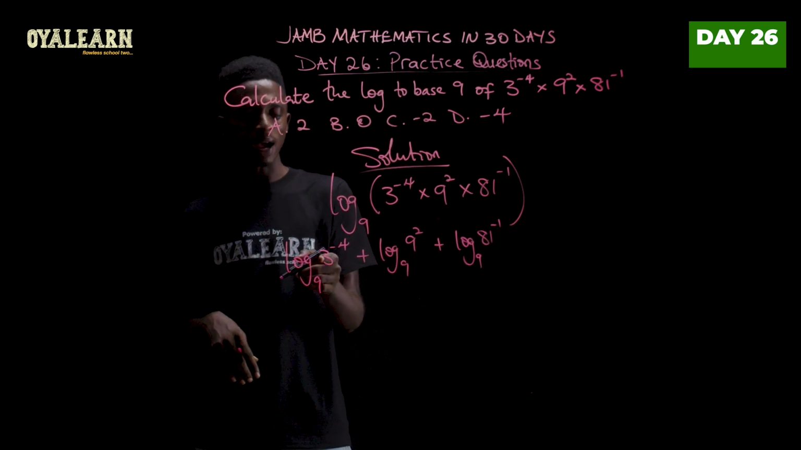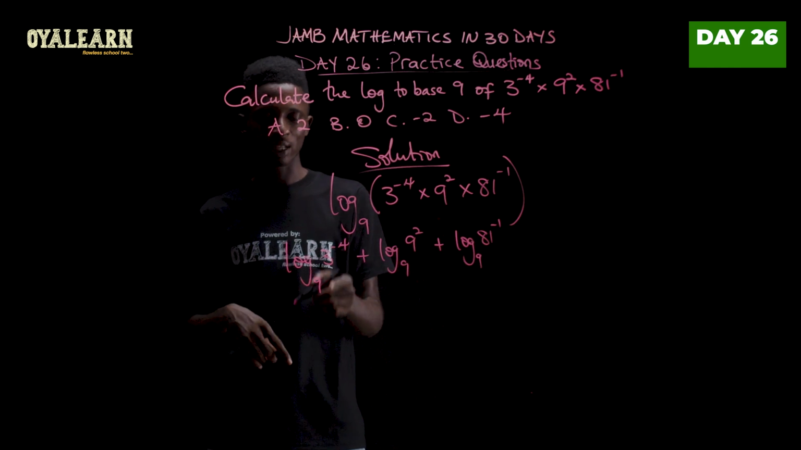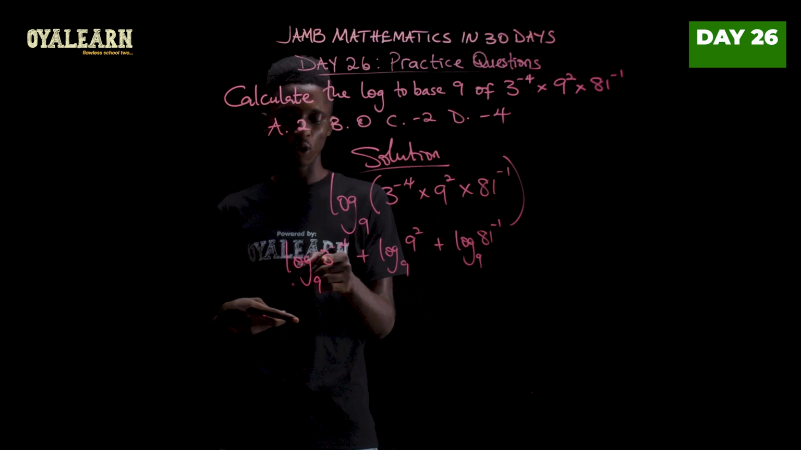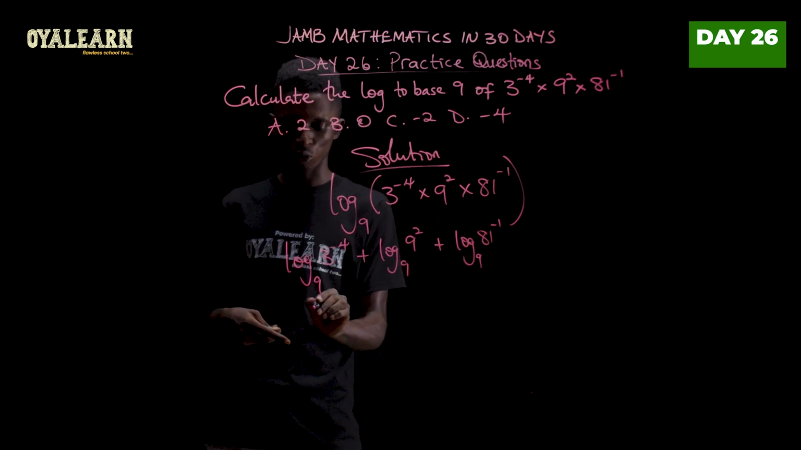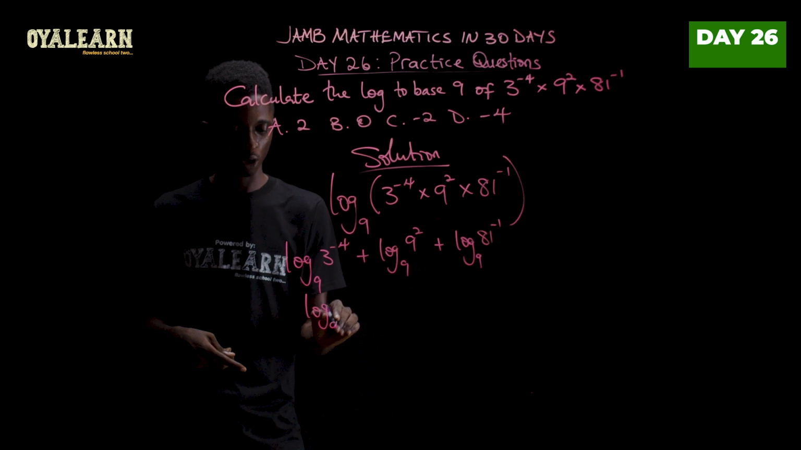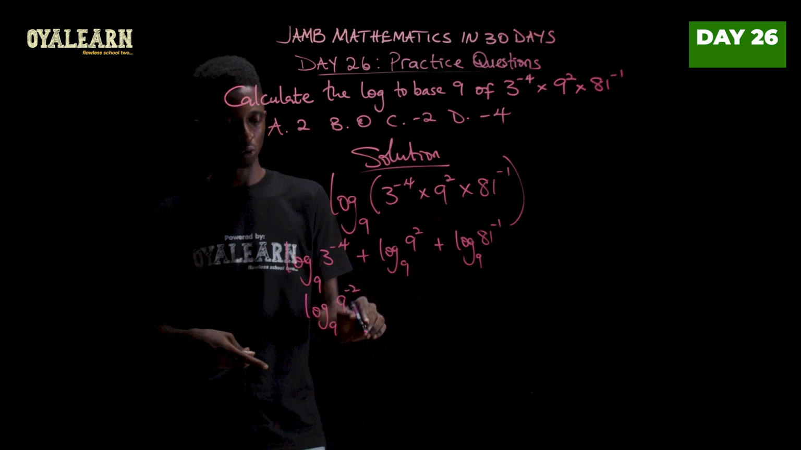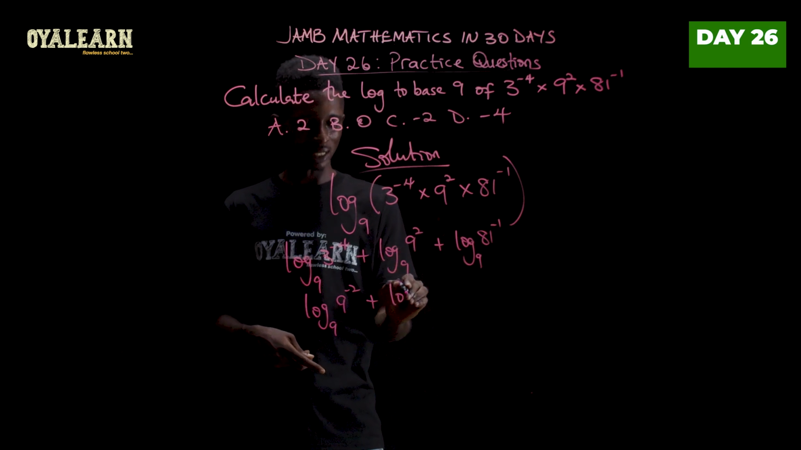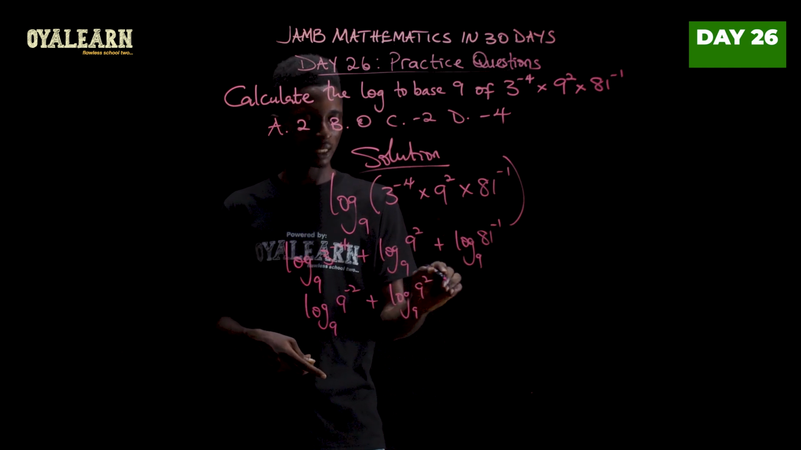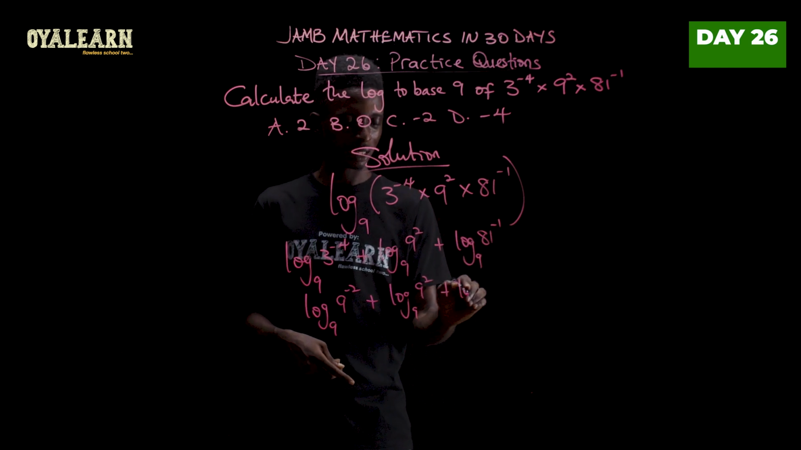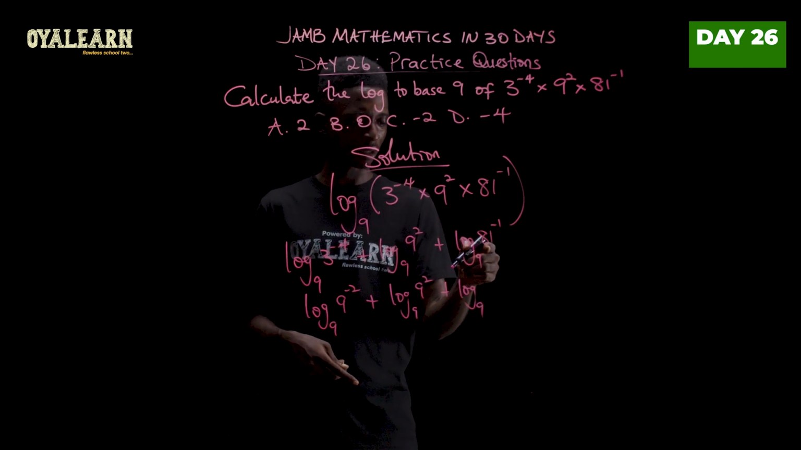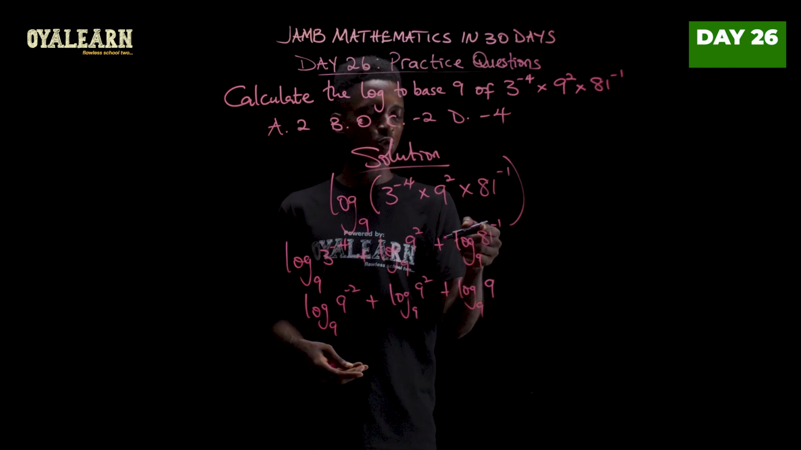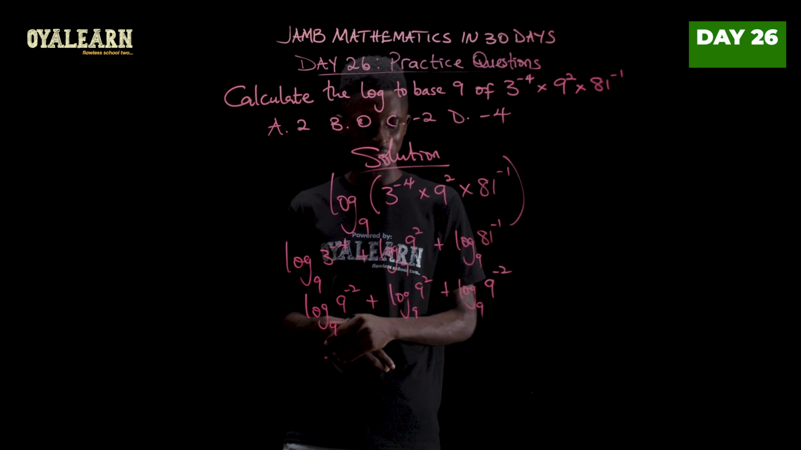In this case, we have to make this a 9 since we are working in base 9. So we can break this down and say 3 squared to the power of negative 2, which will give us 9 raised to power minus 2. So this can be written as log base 9 of 9 raised to power minus 2 plus, let's leave this as it is, log to base 9 of 9 squared. And then log to base 9 of, now remember 81 is 9 squared, so 2 times minus 1 gives us minus 2 at this point.